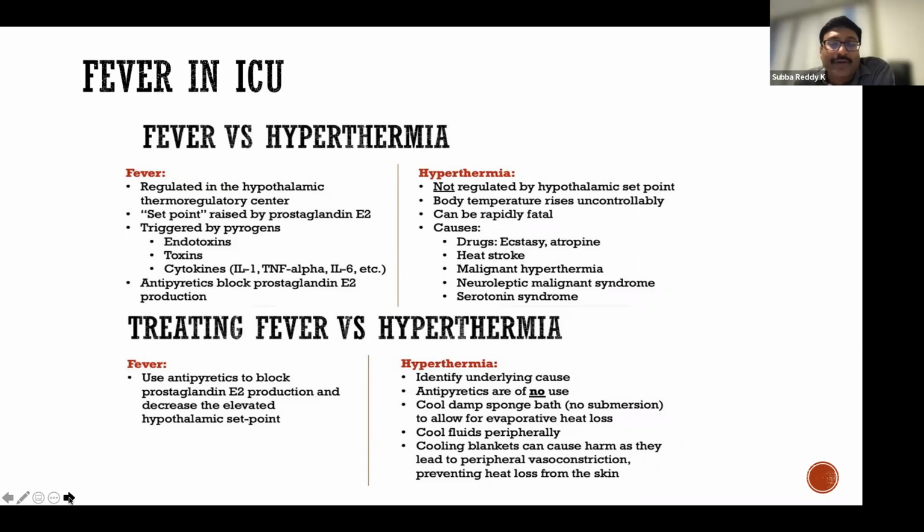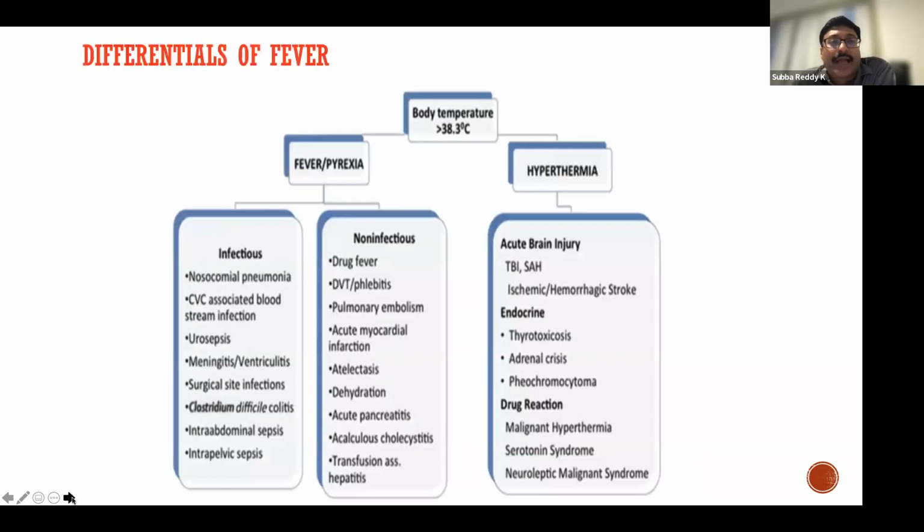So how do you treat fever versus hyperthermia? For fever, you give antipyretics to block prostaglandin E2 production and decrease the elevated hypothalamic set point. But for hyperthermia, you have to identify the underlying cause and treat it. Antipyretics don't have any role in hyperthermia. We have to cool with a damp sponge bath and cool fluids peripherally, but no submersion, because we have to allow evaporative heat loss. So this is how you treat hyperthermia.